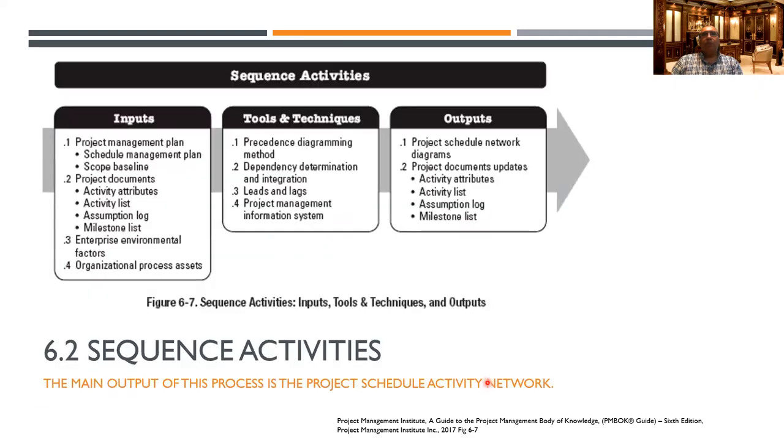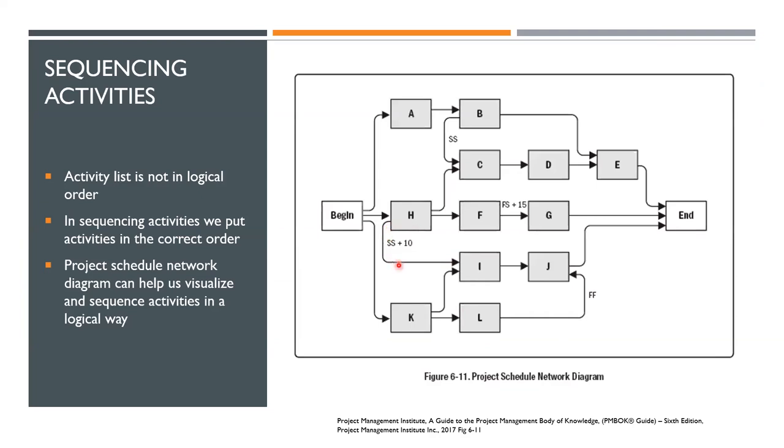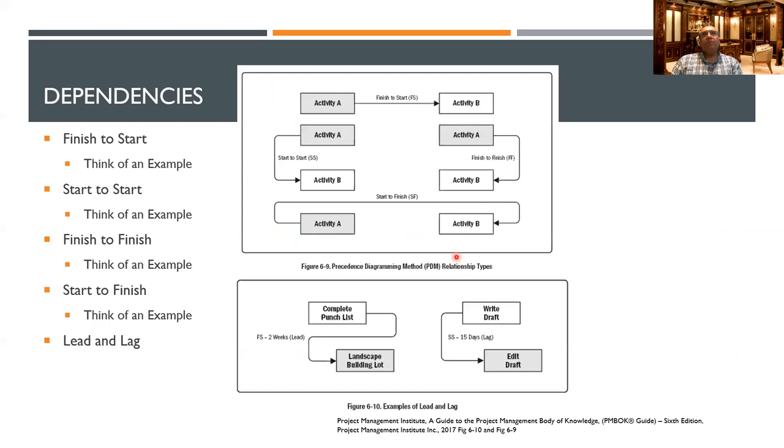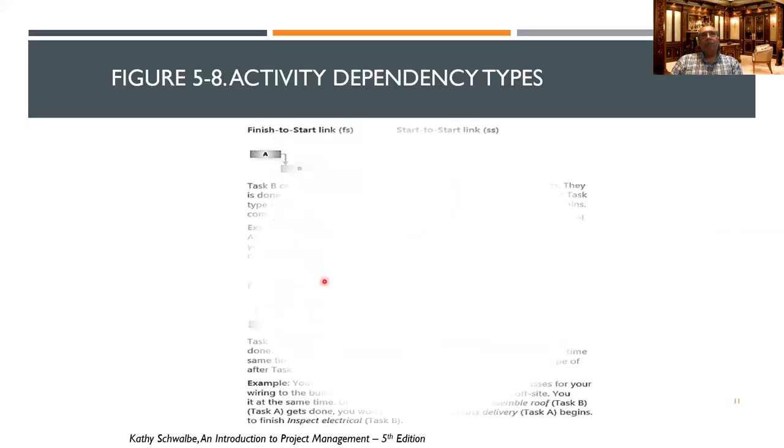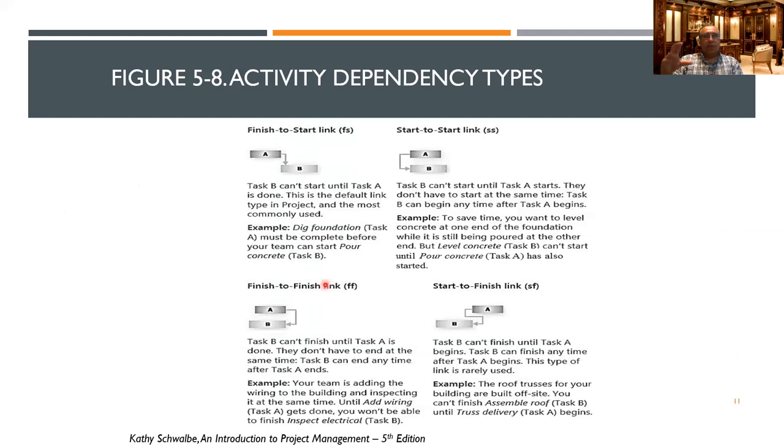So, right, this would be the lag example, SS plus 10 days. So these are things you should keep in mind in terms of the dependency. When you're making the network diagram, you have to make sure that you are clear about the different dependencies, and then you can create the schedule properly, right? That's the purpose, to make a proper flow diagram, proper schedule. And this will affect your final result.